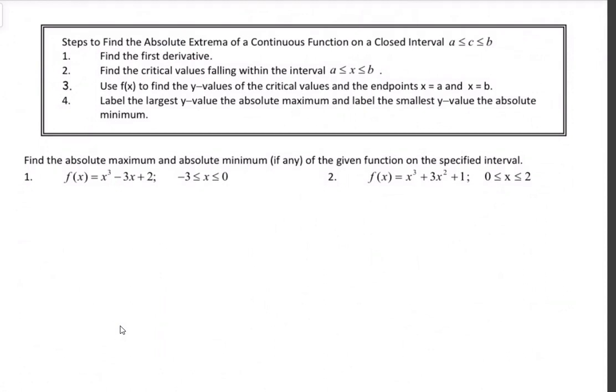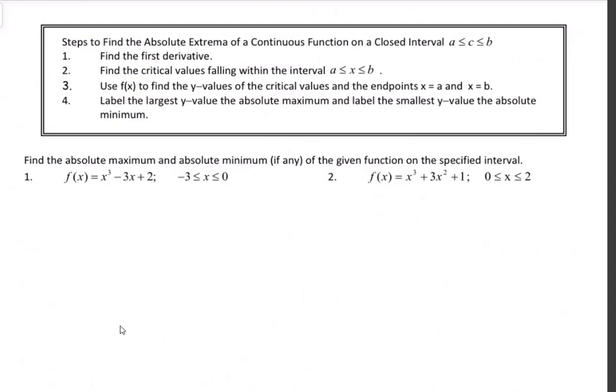There are some steps written in your notes on what you need to go through when you're looking at a closed interval. Essentially, what we want to do is find all of the locations where a relative max or min might occur, which means finding the critical values from the first derivative. And then we also want to consider the endpoints of the interval that we've been provided. So let's take a look at this example.